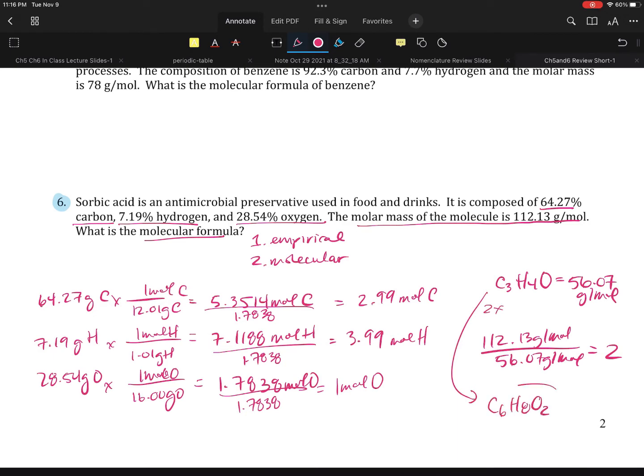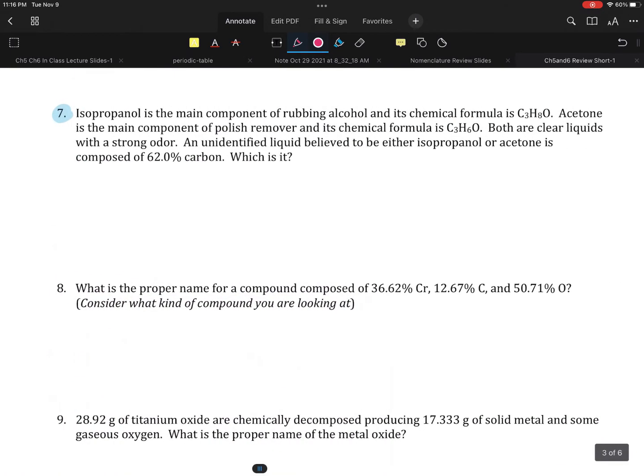All right. Problem number 7 is a word problem, where it says isopropanol has that chemical formula, and acetone is the main component of nail polish remover, and its formula is that. Clear liquids, strong odor, right? And we have something that is 62% carbon, and we would like to know which liquid it is. That's a coded way of just saying which one is 62% carbon.